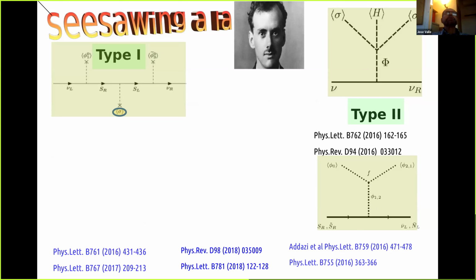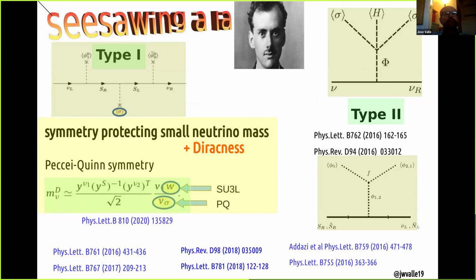It's just a little bit more complicated, but the ideology is the same. One needs symmetry protection. In this case, a double protection: a protection for the small neutrino mass and a protection for its Diracness. So these are different things.